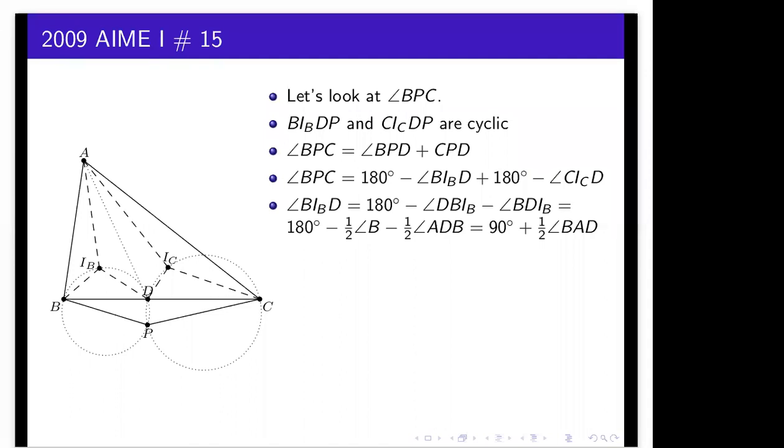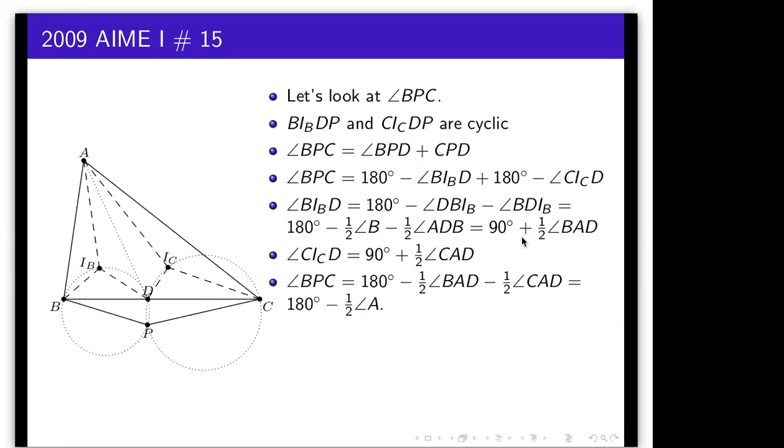This is a pretty general fact about incenters. It's good to know. If we do that for the other angle as well, we get that angle C I sub C D is 90 plus 1/2 angle CAD. Now if we plug this in and simplify, we get angle BPC is 180 degrees minus 1/2 angle BAD minus 1/2 angle CAD. Since BAD and CAD add up to angle A, this is 180 minus 1/2 angle A.